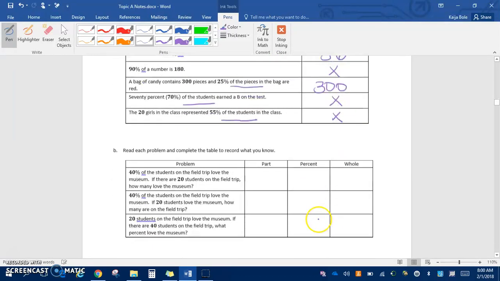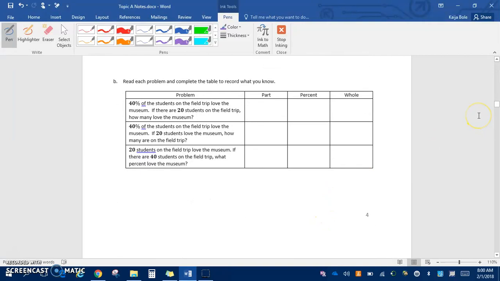Alright. If we look at part B here, it says read each problem and complete the table to record what you know. So now we're trying to figure out the part, the whole, and the percent. So the first one says 40% of the students on the field trip love the museum. If there are 20 students on the field trip, how many love the museum? So the easy ones always to pick out are the percents. So we know this one is 40%. Now let's do the whole first. So it says if there are 20 students on the field trip. So we know for sure the whole group is 20. So that's our whole. They're asking how many love the museum. We don't know that, so that will be our x.